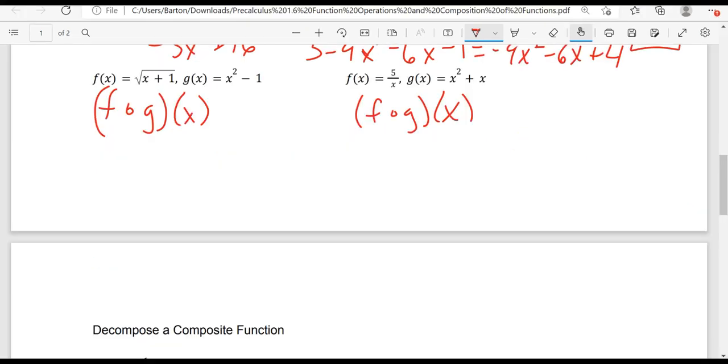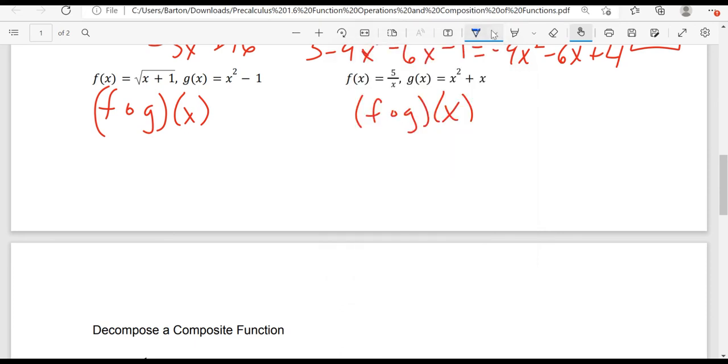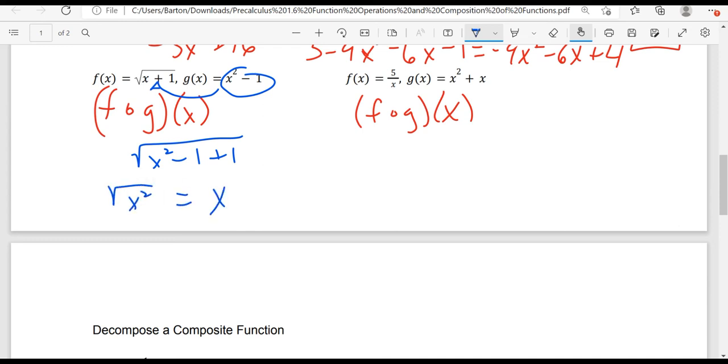For these two problems, I'm just going to do f of g of x, and they're kind of special cases in their own right, and something I want you to see for either one of these. For f of g of x, for this problem on the left, I'm taking the g of x function and putting it in for x. So it's going to give us the square root of x squared minus 1 plus 1. Ones cancel, left with the square root of x squared, which is equal to x.